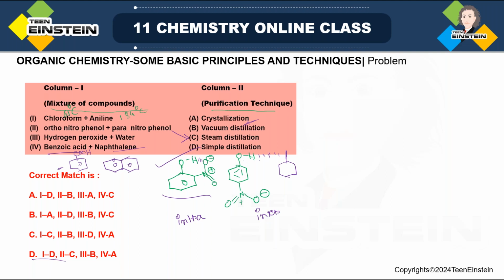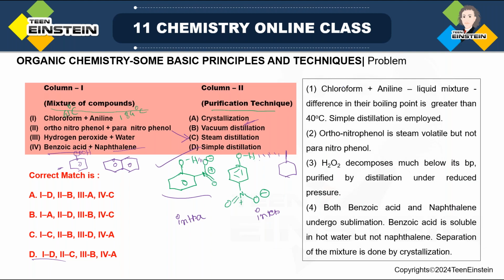So 4 will be matching with A, and only one option is left, which is vacuum distillation, for hydrogen peroxide. Now if we summarize all the points, chloroform and aniline are a mixture of liquids, and their difference in boiling point is even greater than 40 degrees. Basically, if it is greater than 25, then also you can apply it, but here it is even greater than 40 degrees. Simple distillation is enough. Then orthonitrophenol is steam volatile, but paranitrophenol is not, so we will utilize this fact. We can separate them by steam distillation.